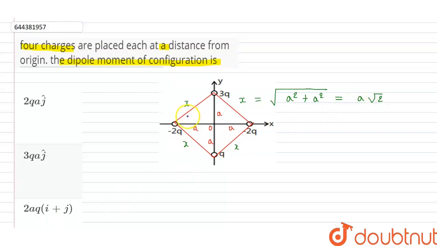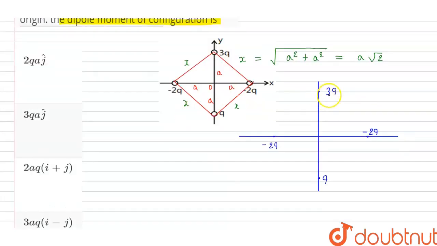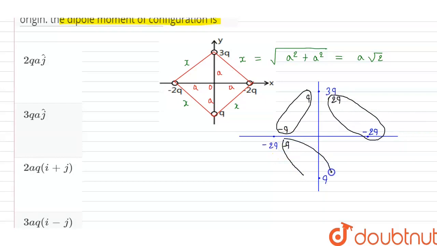We know that a dipole moment is the system of two equal magnitude but opposite nature charges. So we have to divide the charges as shown in the figure for making the dipole. We can divide this 3q into plus q and 2q, and this minus 2q into minus q and minus q. This forms one dipole, and this forms one dipole, and this is minus q, one dipole.